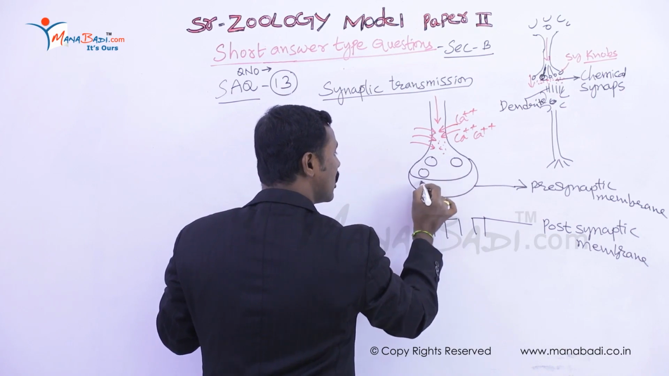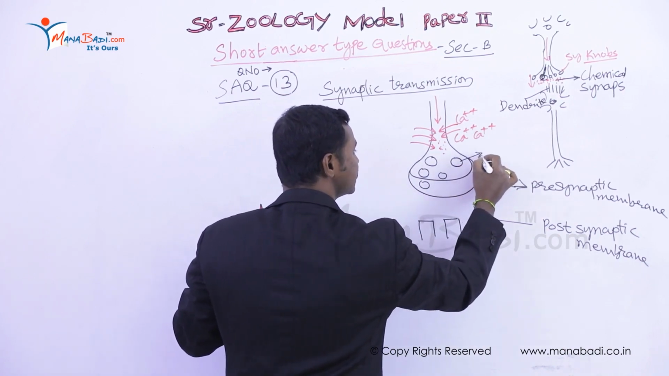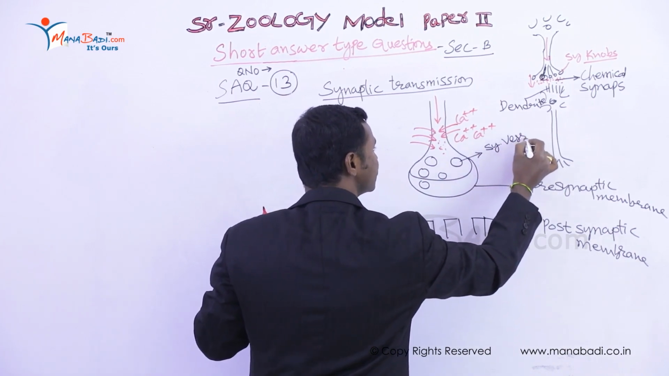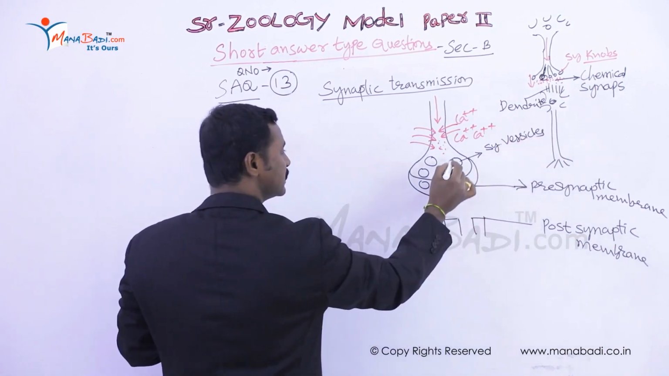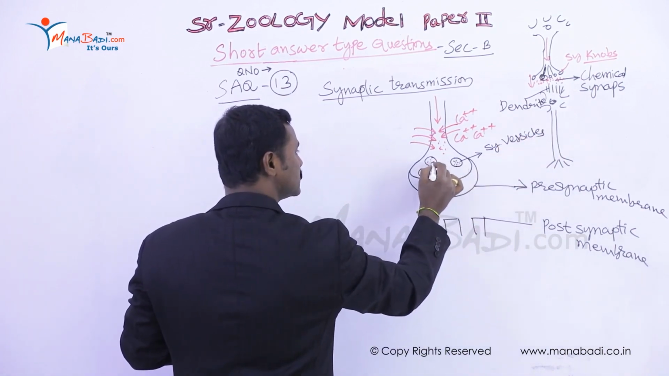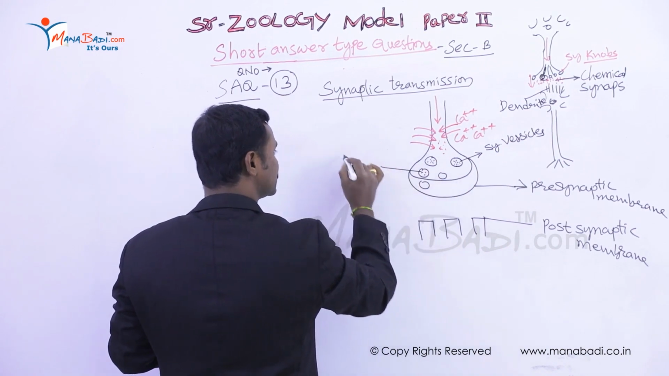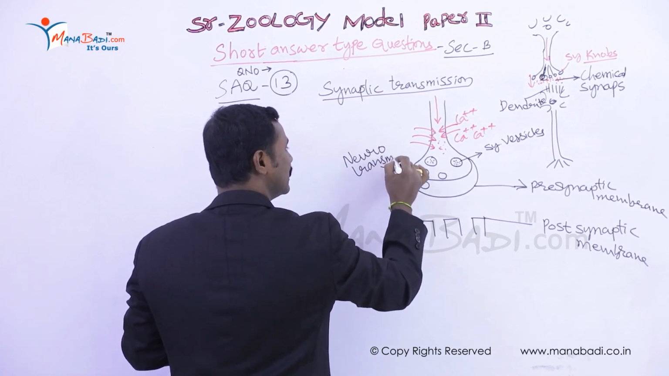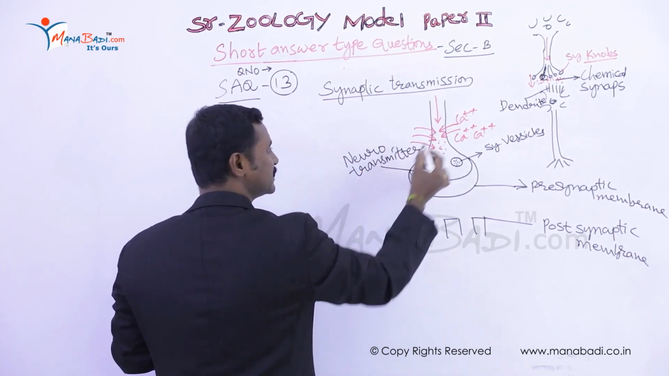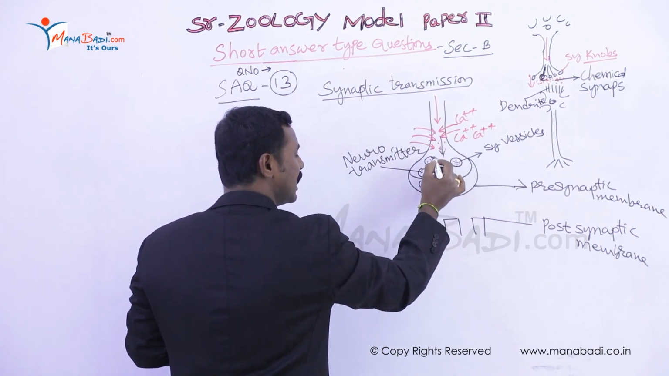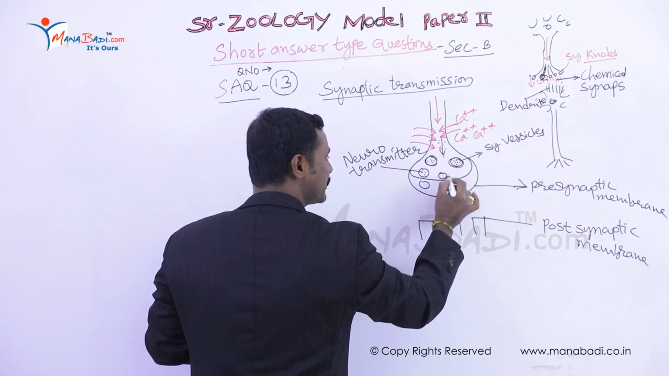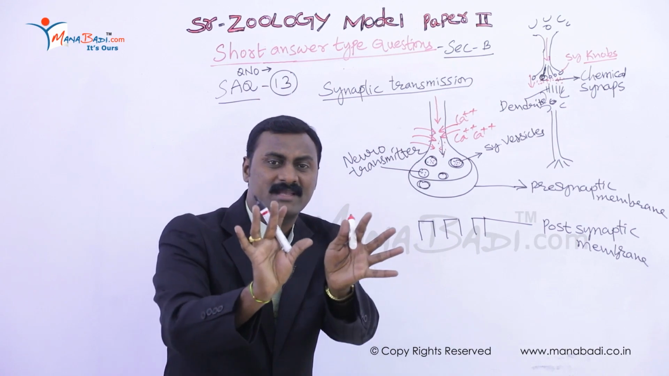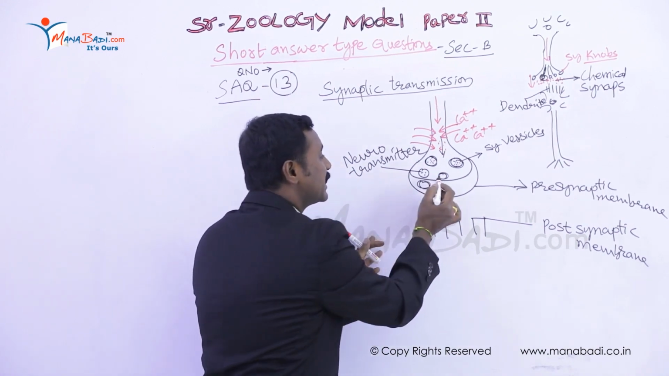In the synaptic knob there will be vesicles. These are called synaptic or neurotransmitter vesicles. In the synaptic vesicles there is a fluid. What is this fluid? Neurotransmitter. Okay, so these neurotransmitters are present in the synaptic vesicles. The calcium ions that jumped in push these particular vesicles.